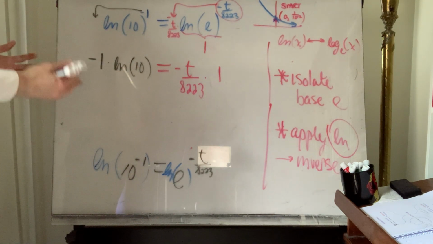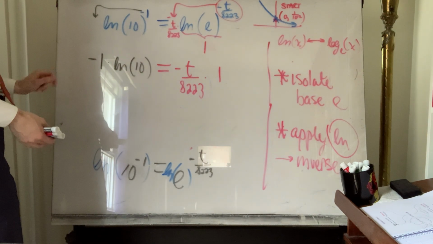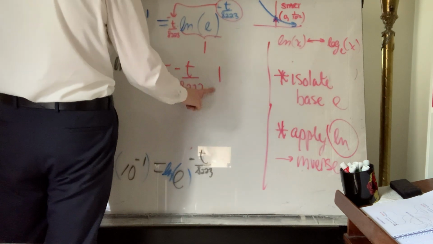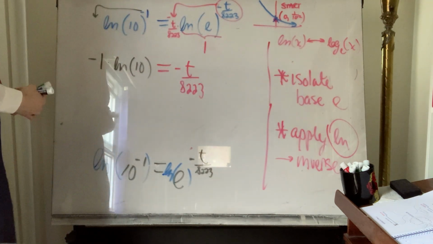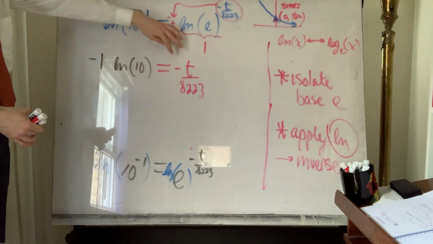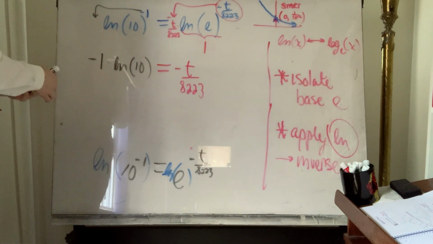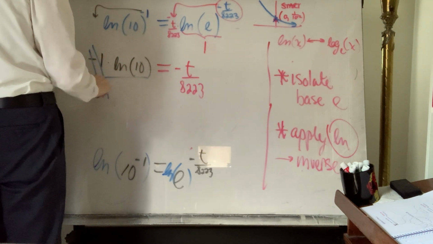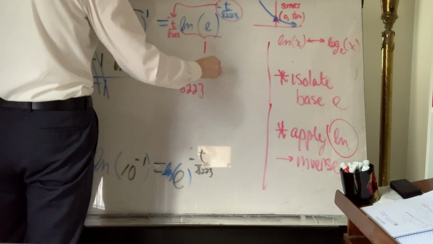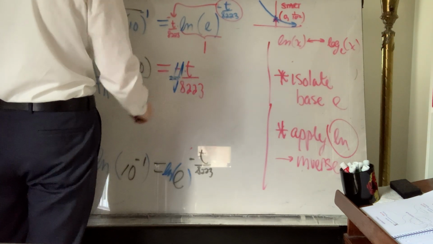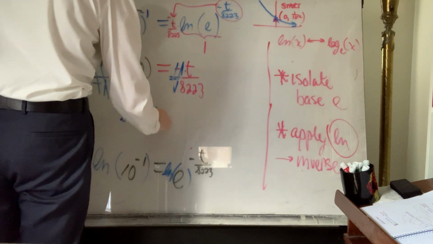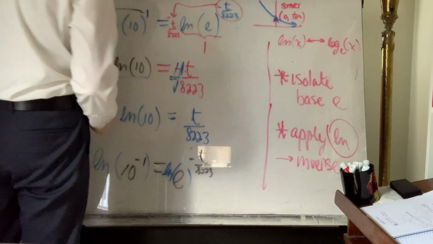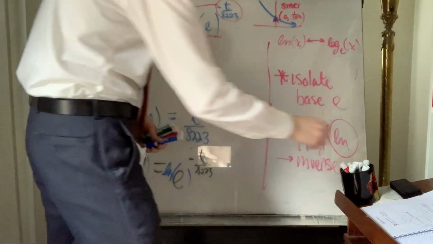Now a little bit more rearranging. I'm going to get rid of that because, as I said, it's superficial. If you want to get rid of the negatives here and here, how so? By dividing each side by a negative. There's a 1 you can think of over here. And then you have this: the natural log of 10 is equal to t over 8,223.